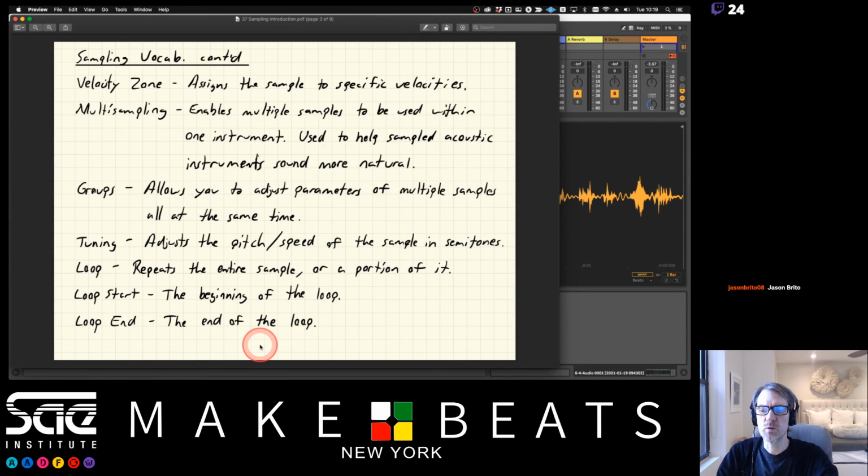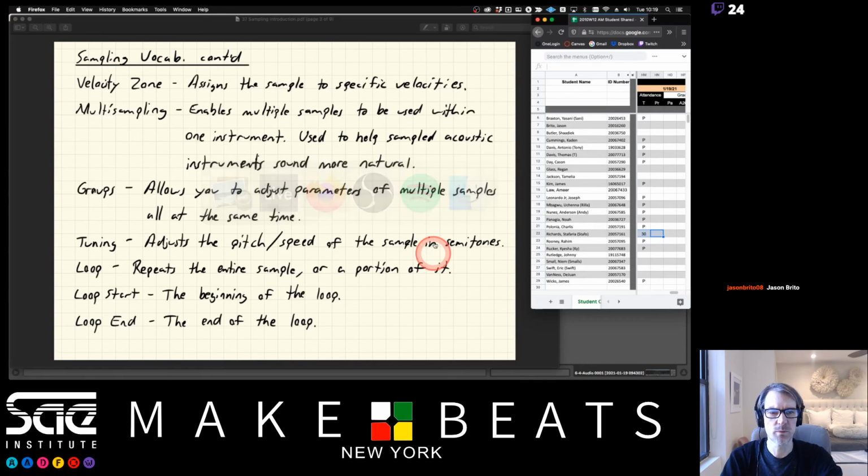A loop. Loop repeats the entire sample or a portion of it. So that's what the loop does.